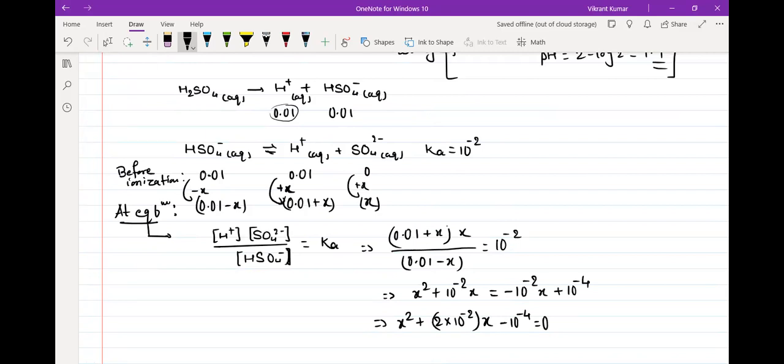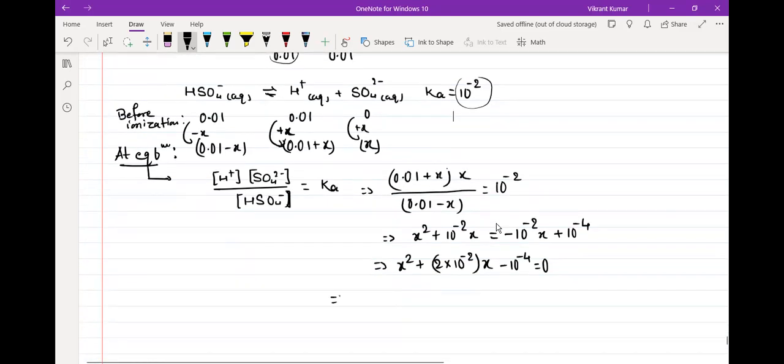Now why have I directly moved to quadratic? Because we know that this value, take its k upon c and see, we are getting 1. So under root k upon c, here 1 is coming, so we can't take that assumption that x is negligible. We can't ignore it.